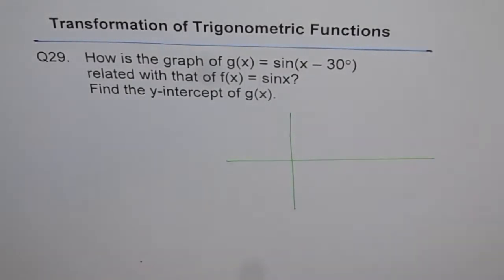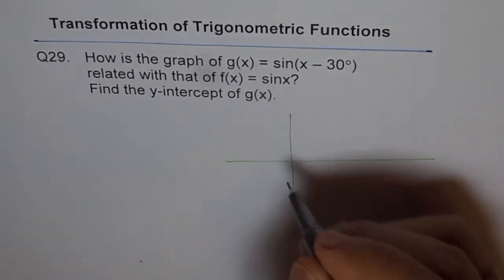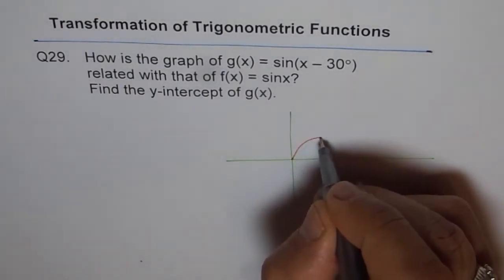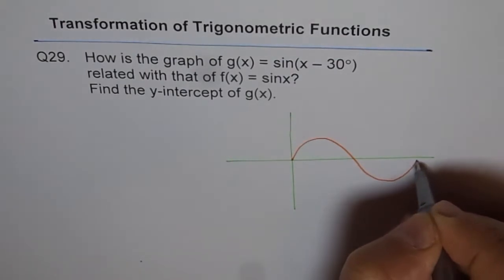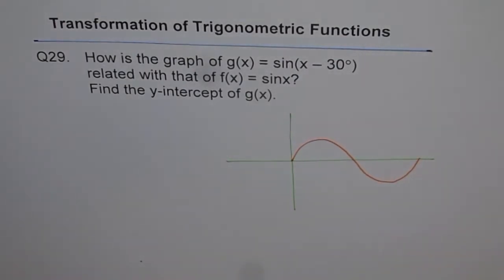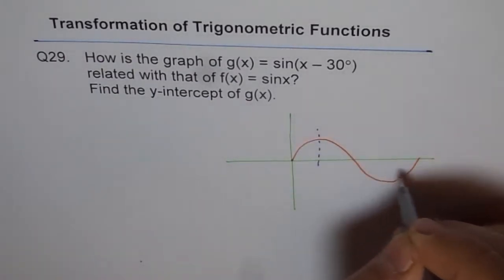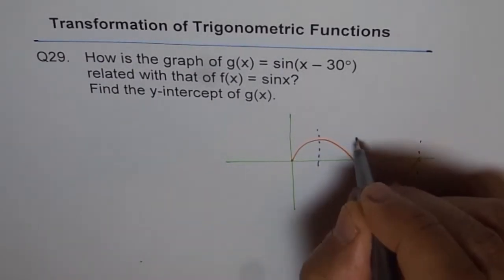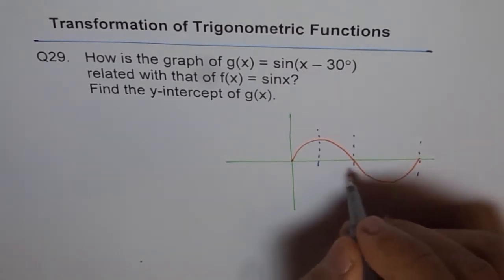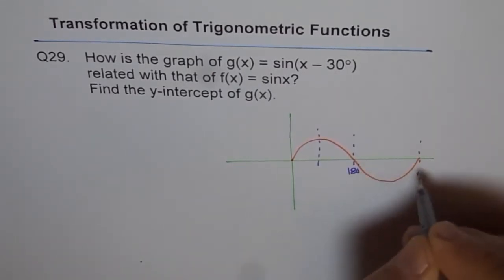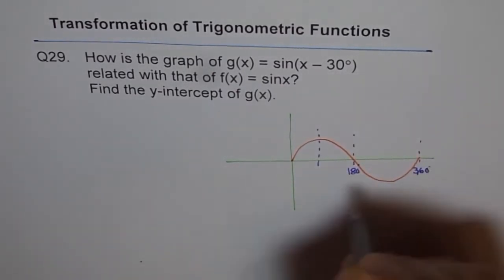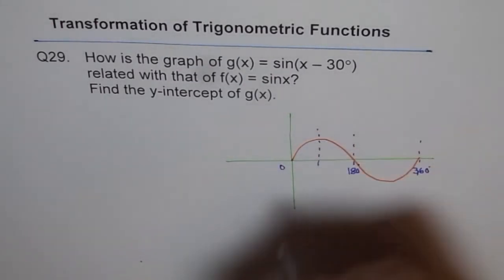So let's say this is our coordinate axis and the original sine x graph is here in orange, and we've just drawn it like this, right? Now what happens when we have sine of x minus 30 degrees? Let me first draw these x-axis points. This is 180 degrees, that is 360 degrees, this is 0, and that is 90 degrees.